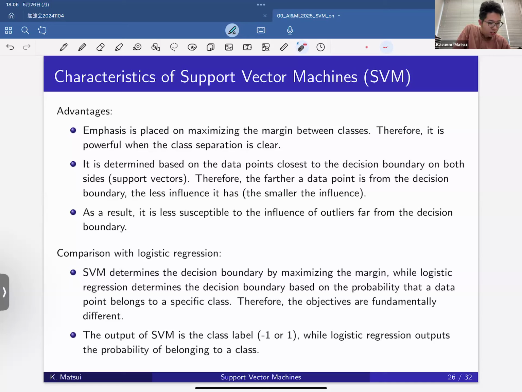Comparing with logistic regression, support vector machines determine the decision boundary by maximizing the margin, while logistic regression determines the decision boundary based on the probability that a data point belongs to a specific class. So the objectives are different. The output of support vector machines is class label -1 or 1, while logistic regression outputs the probability of belonging to a class.